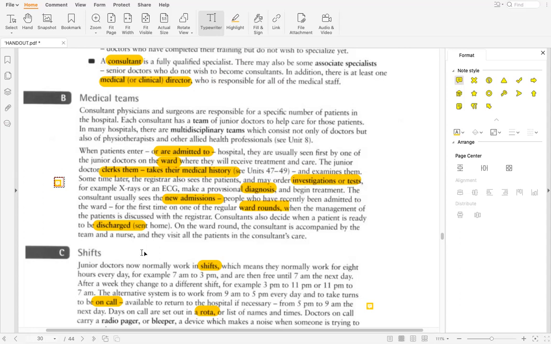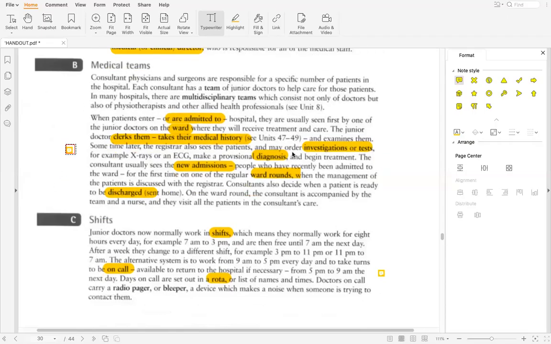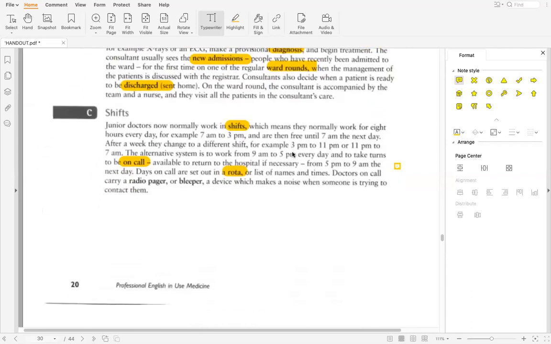On the ward round, the consultant is accompanied by the team and a nurse, and they visit all patients in the consultant's care. Shifts.